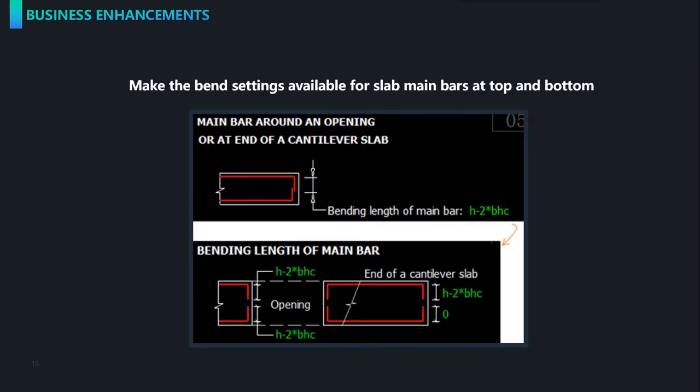For the bending of slab main bars, in calculation settings, you can only set the bend of top bars, not the bend of bottom bars. In the new version, the bending of slab main bars at top and bottom are separated. You can set the bending for slab main bars meeting slab opening, and the bending at the end of cantilever slab separately.